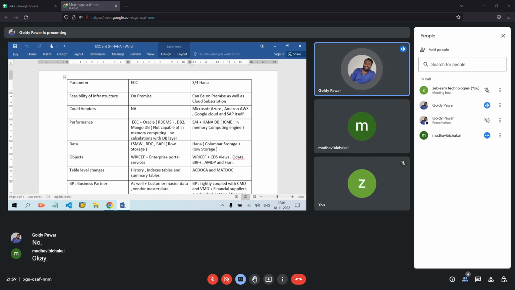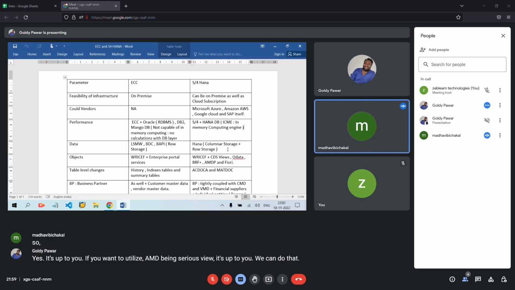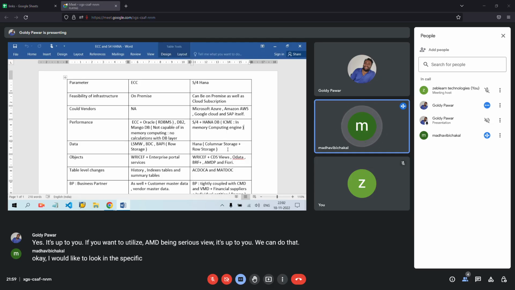No. AMDP is a totally different object. CDS view is a totally different object. If you want to utilize AMDP in a CDS view, it's up to you, we can do that. Okay, I would like to look into specific scenarios where we could use that specifically.